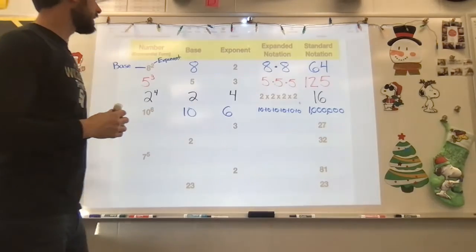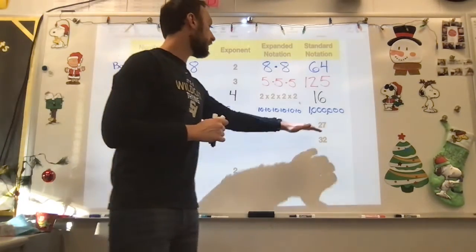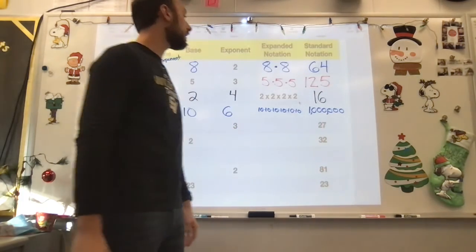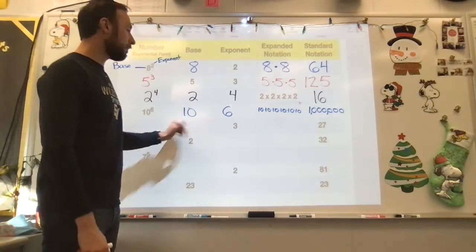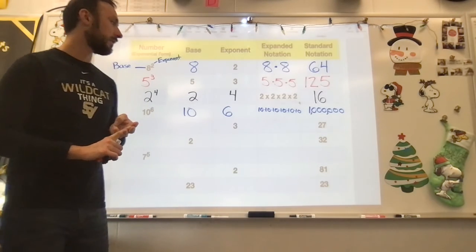Ooh, the next one's a little tricky. It gives me an exponent of 3 and standard notation of 27. So I know I need to pick a number that when I multiply it by itself 3 times, it gives me 27.